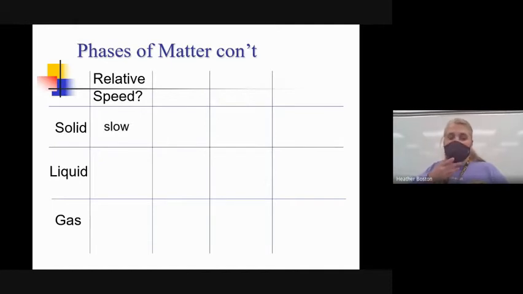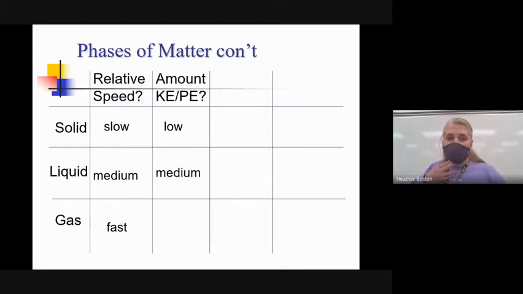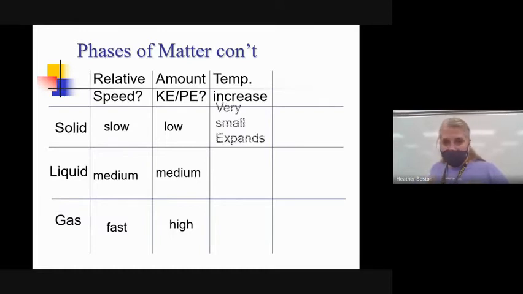So solids have molecules that are moving slow, liquids are medium, and gases are fast. So if you have the same substance, a solid will have the lowest kinetic energy, liquids will be in the middle, and gases have high kinetic energy. With a temperature increase, if you heat up a solid, it expands very little. We know it does expand. If you're ever driving down the road, you ever see the road where it looks a little bit crumpled, or like a truck went over it when it was too hot?